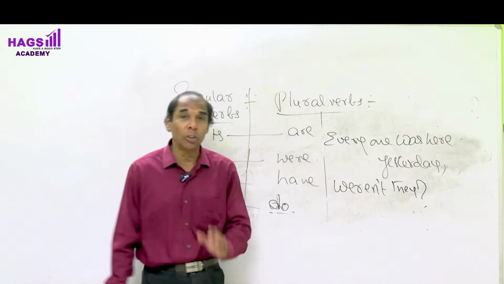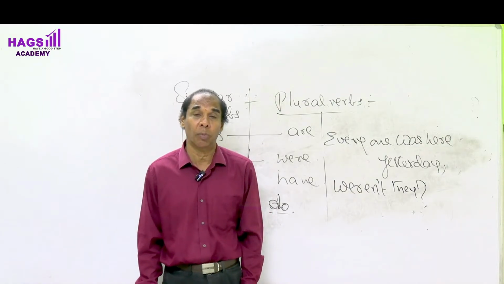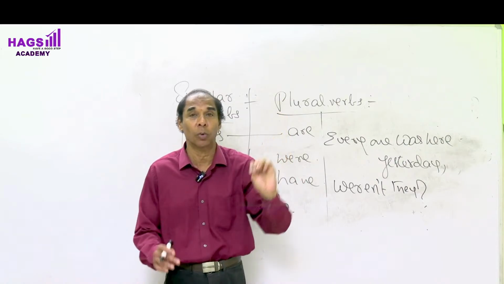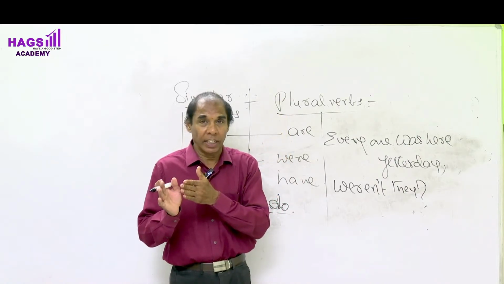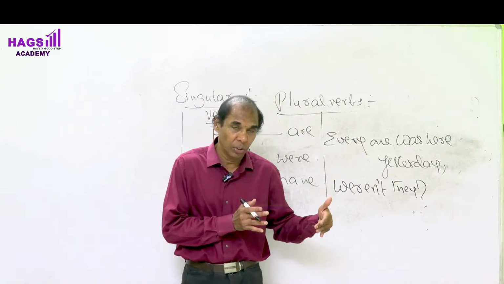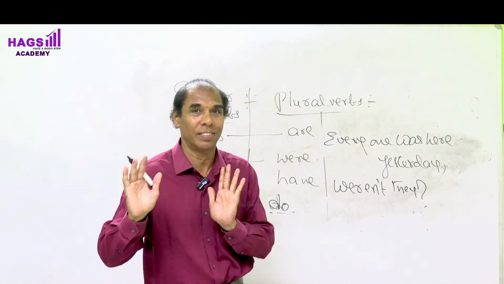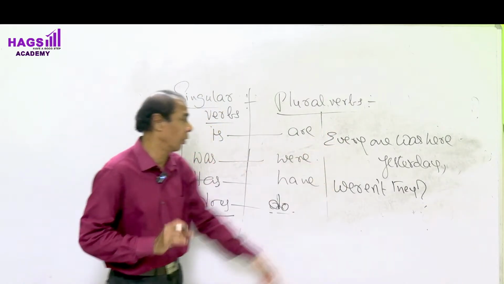See, don't always use the plural form of the verb. Only at the time of everyone, everybody, someone, somebody, no one, nobody. Right? In the case of only these 6 words, we have to use the plural form of the verb. Not in all cases. Okay, now don't get confused. Note down.